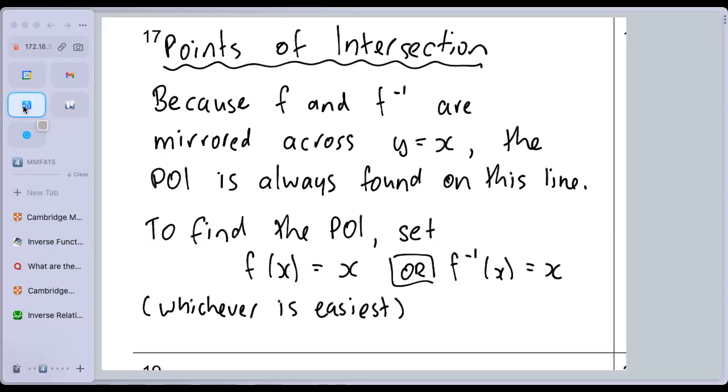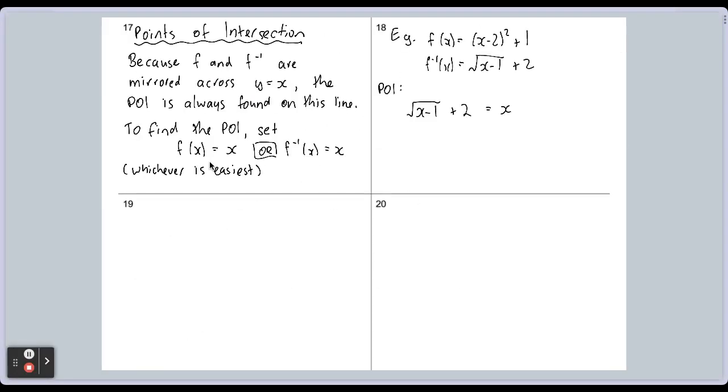Okay, so I'm going to go through an example and then that will do for points of intersection, and then we're going to move on to something else. So I'm not giving any practice time for this. Oh, sorry, I'll leave it zoomed out. So in our previous example, we had f of x equals x minus 2 all squared plus 1, and f to the minus 1, the inverse of f of x, equals root of x minus 1, plus 2, for the given domain and range, which makes them invertible.